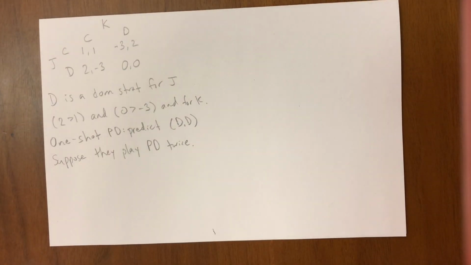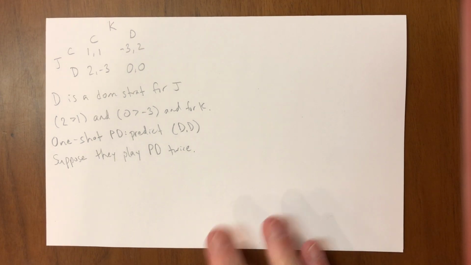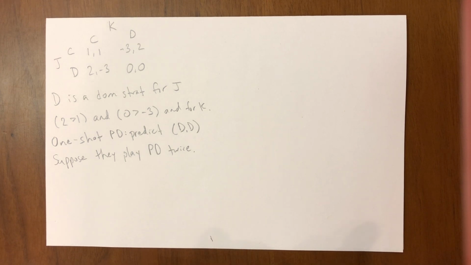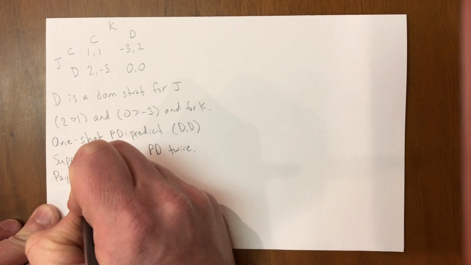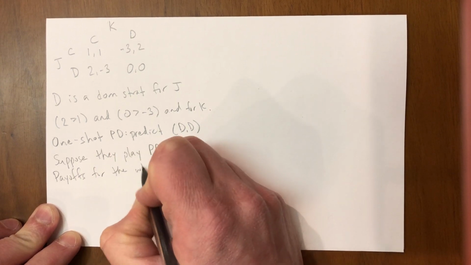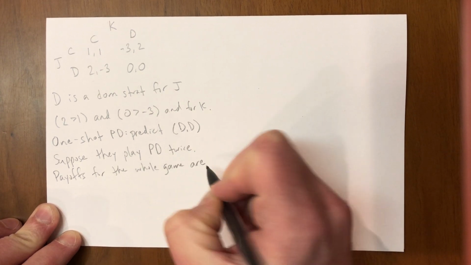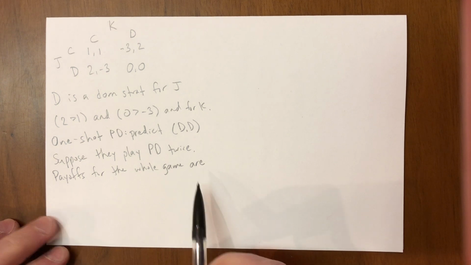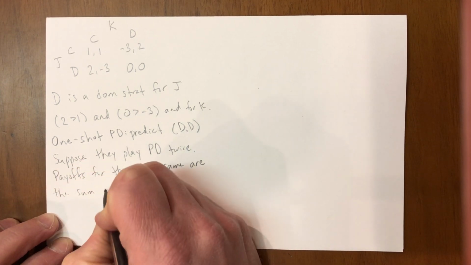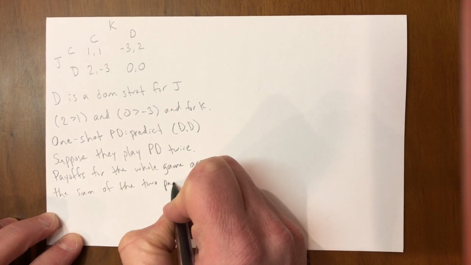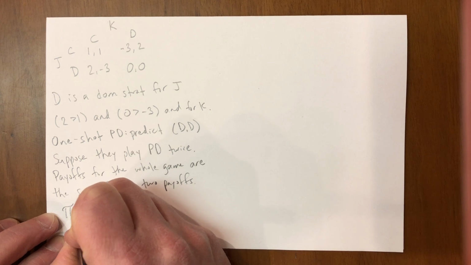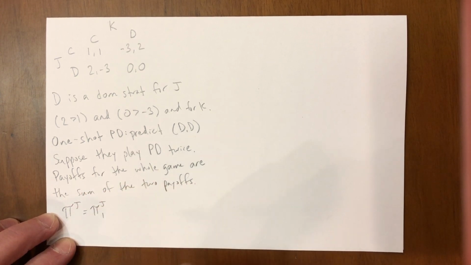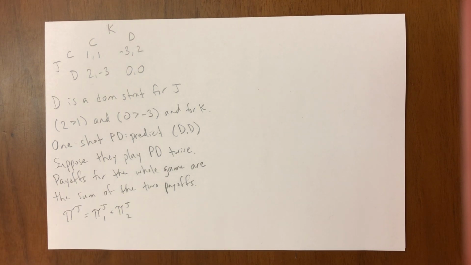Well, we need to establish how the payoffs work if they're going to play twice. So what we're going to assume is, for the whole game, well, we're just going to make the simplest assumption for right now. So payoffs for the whole game are the sum of the two payoffs. One way that we can write that in symbols would be, J's payoff is equal to J's payoff the first time they play Prisoner's Dilemma plus J's payoff the second time they play Prisoner's Dilemma. And of course, the same analogous thing for player K.